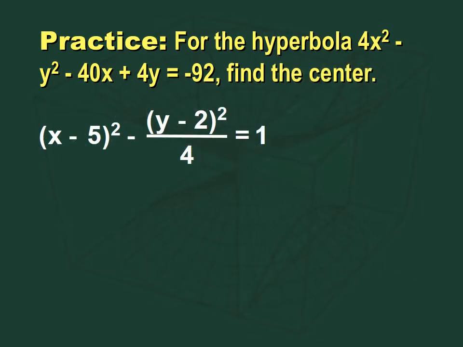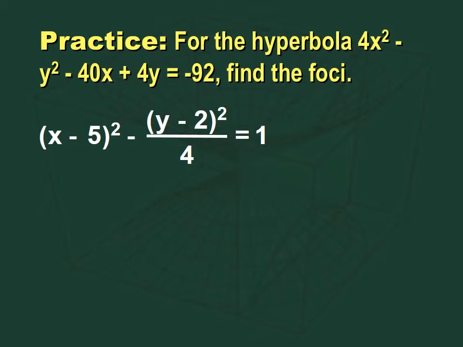All right. Now they want us to find the center. Since I put it in work form, I can easily identify my center as (5, 2). Now it wants us to find the foci. The first thing I have to think of is that this is opening horizontally, because my x information is happening first.